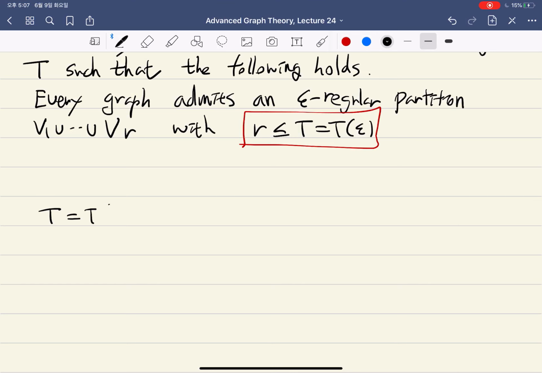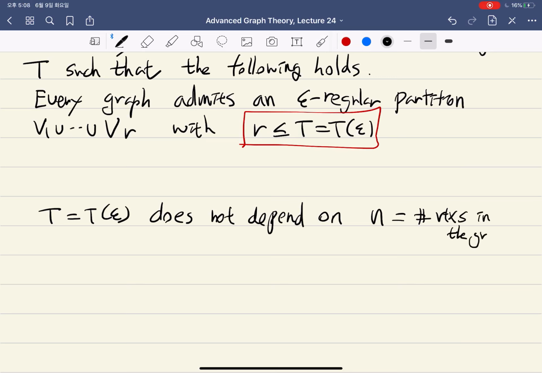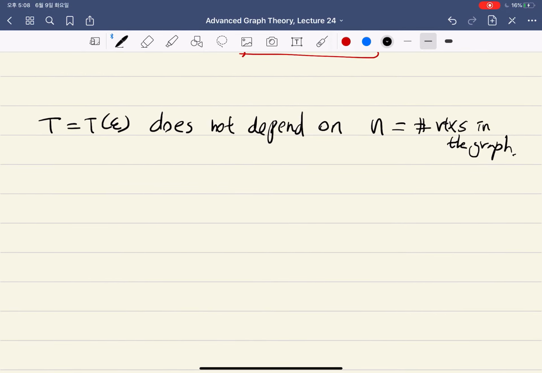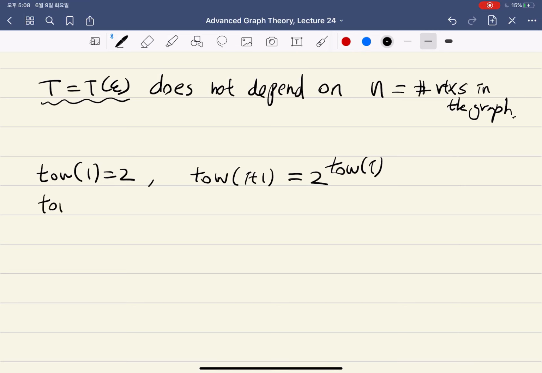Note that this T is some number that does not depend on n, which is the number of vertices in the graph. But this is huge compared to epsilon, which actually makes this regularity lemma not so practical. So let's say tower of 1 is 2. Let's define this function, and tower of i plus 1 is 2 to the tower of i. So tower of 3 is 2 to the 2 to the 2. So this i, or this 3, measures the height of this tower function. So this is a function which grows very fast.